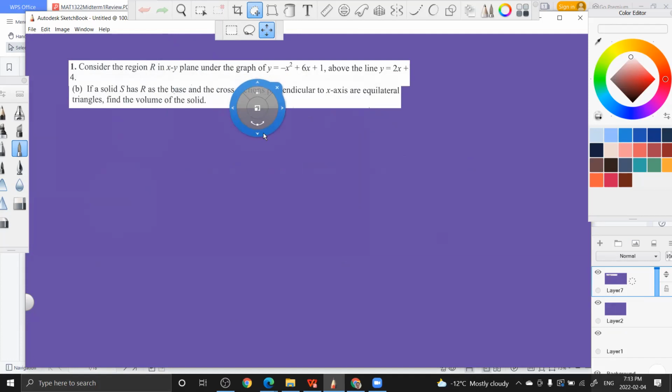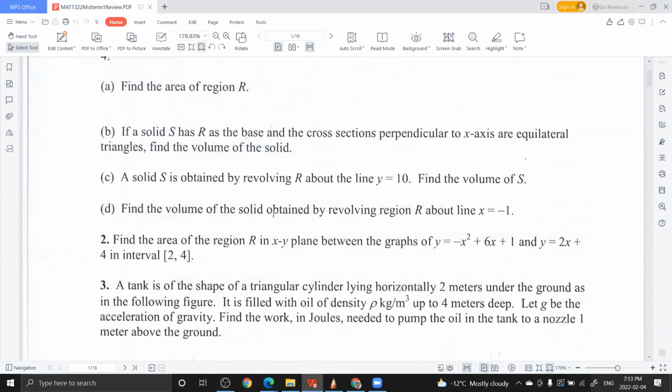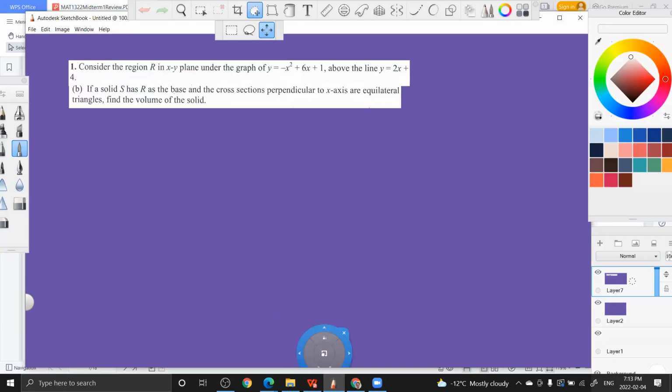So this is question number 2. And that comes from this one here. So if a solid S has the base and the cross sections perpendicular to the x-axis are equilateral triangles, we need to find the volume of the solid. And since this one is a little bit harder, I'm going to give you guys 4 minutes for this.